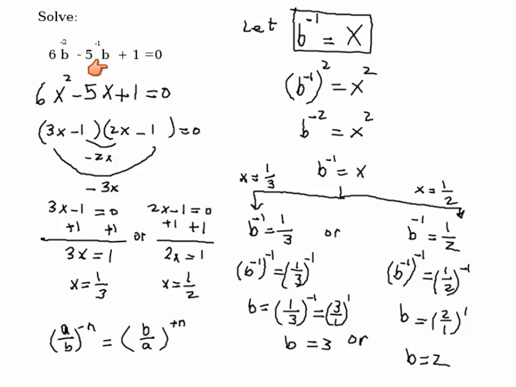Solving by substitution method. Again, we can use this method here every time we can see these two terms are squares of one another. If I take this term here and square it, if I get this one, then I can use this method.